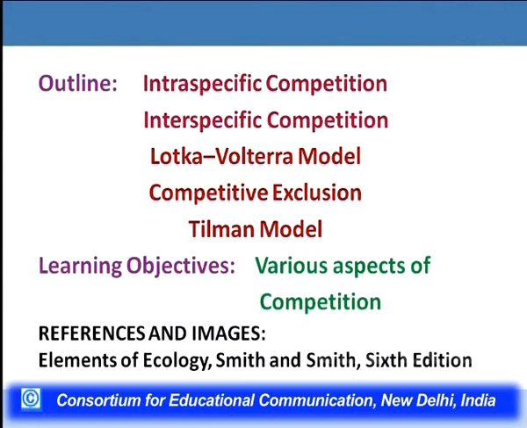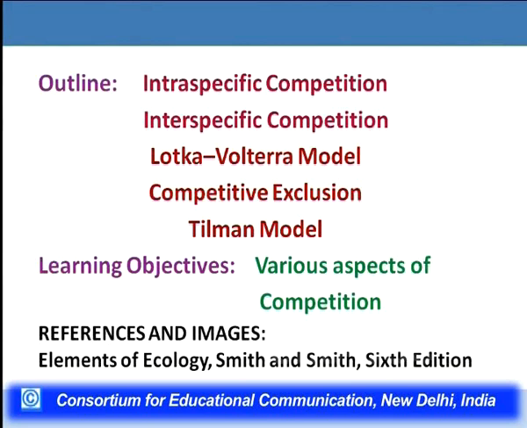What I'll be talking about here is intraspecific competition, that is competition between individuals of the same species. Interspecific competition, which is competition between individuals of different species, and certain mathematical models which have been developed by scientists, which tell us the outcome of competition between different species in a community. And of course, I'll be talking about certain experiments and field studies on competitive exclusion. And then I'll be discussing briefly another model of competition which was given by Tilman.